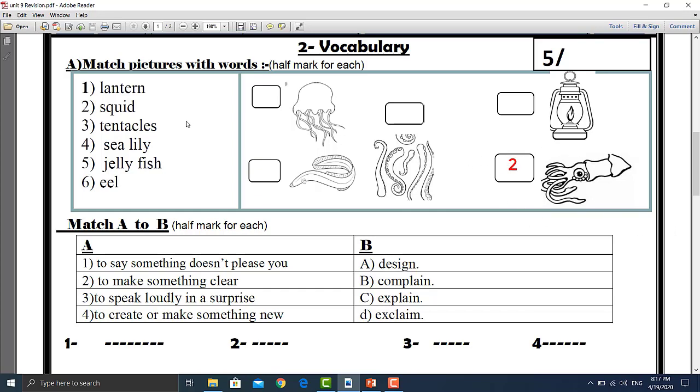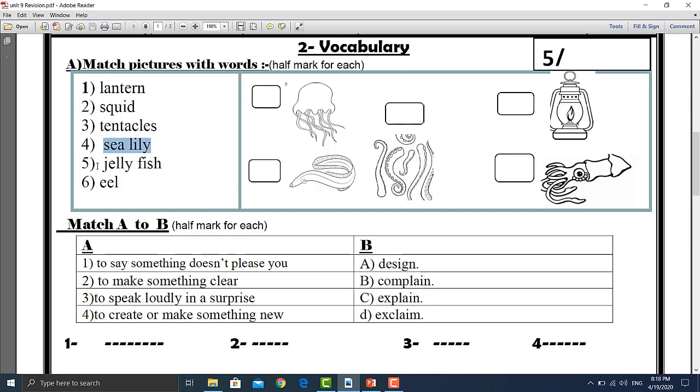Excellent. Number three, tentacles. Excellent. These are tentacles. So the answer number three here. Number four, sea lily. Okay, attention here. We have six words, but five pictures. So we have one extra word. The extra word here is sea lily. We can find the sea lily picture here.